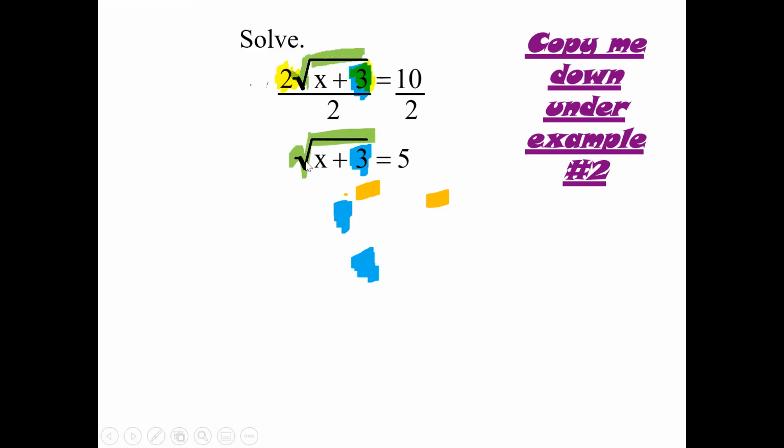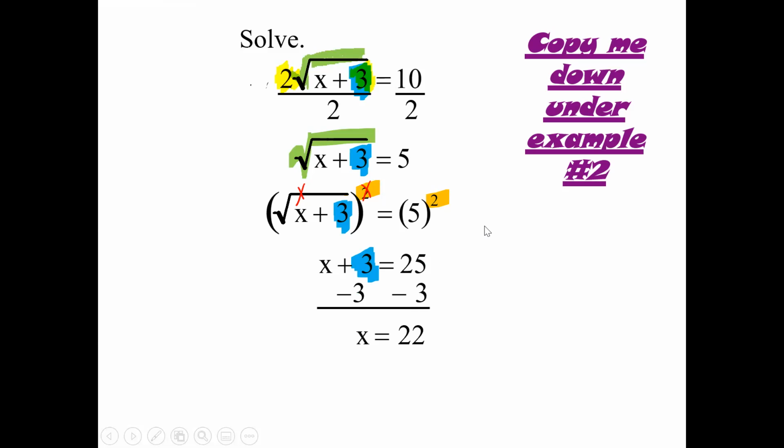Then you want to get rid of the square root. The opposite of a square root is a square, not a circle. So you're going to square both sides. Then the square root and the square cancel. 5 times 5 is 25. And your last step is to get rid of the positive 3, which is a minus 3. So your answer here is just 22.